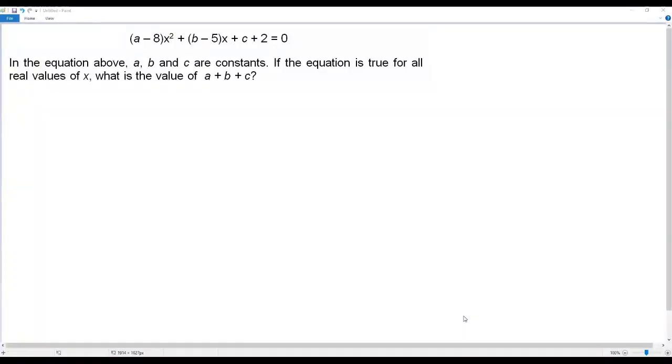Here we have a SAT math question. Okay, let's go with the information. There is an equation given over here. That is (a − 8)x² + (b − 5)x + (c + 2) = 0. In the equation above, a, b and c are constants.